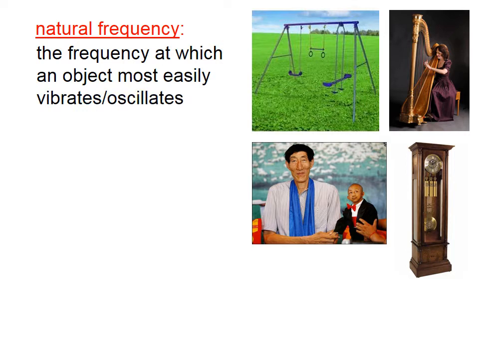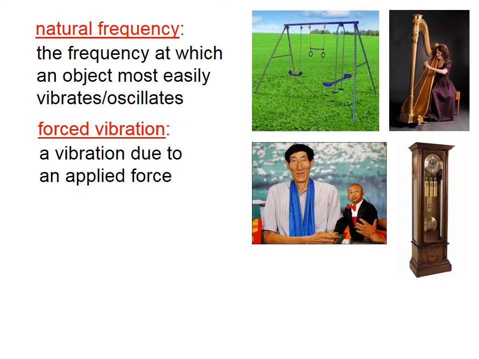The natural frequency is the frequency at which an object most easily vibrates or oscillates. All things have a natural frequency. If you push a swing, it oscillates back and forth at a certain natural frequency according to its length. If you pluck a harp string, it oscillates back and forth at a certain natural frequency depending on its length and perhaps its thickness.